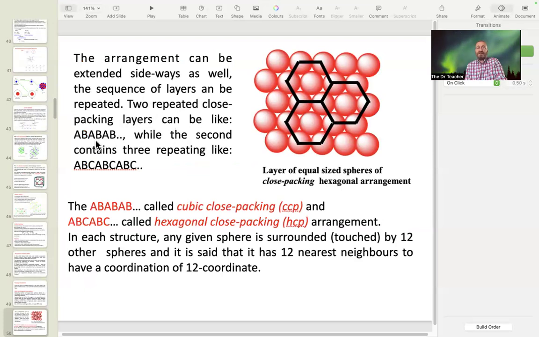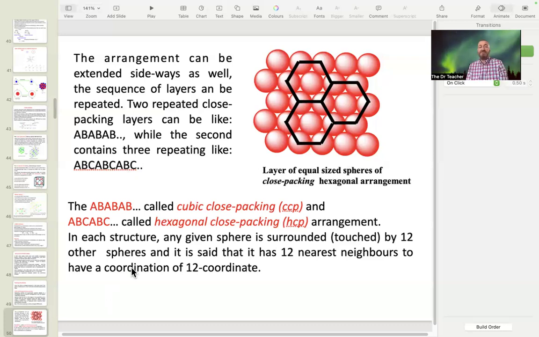The sequence of layers can be repeated. So 2 repeated close packing layers can be like AB, AB, AB, while the second contains 3 repeating layers like ABC, ABC, ABC. So now we have layers. If these layers are repeated, for the first one, you can see layers of A, B. So A is the first atom, B is the second. Then will come A and B, A and B. Maybe there are other layers that contain 3 atoms, which go ABC, ABC, ABC, and so on, repeatedly.